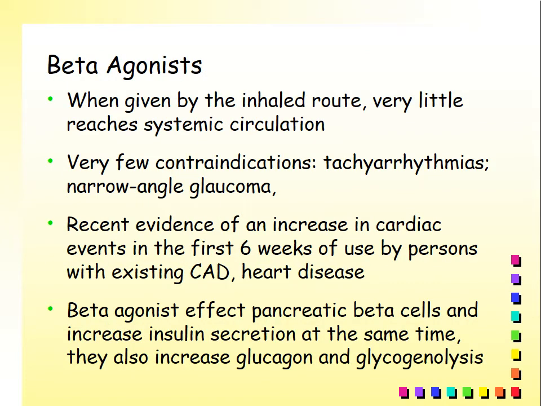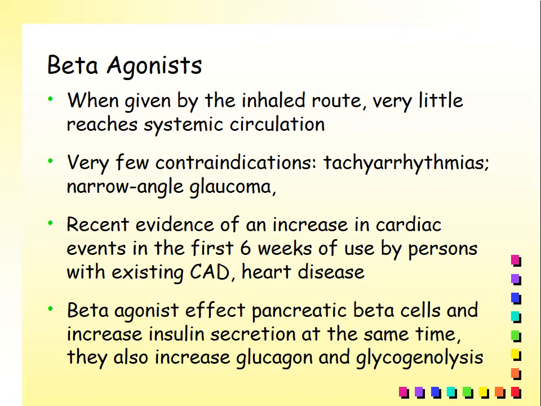When given by the inhaled route, very little of the beta agonist reaches the systemic circulation. Therefore, there are very few real contraindications to their use, the tachyarrhythmias and narrow-angle glaucoma being largely the contraindications. Recent evidence of an increase in cardiac events in the first 6 weeks of new use of a beta agonist by a person with existing coronary artery disease or heart disease has popped up in the literature. And while that's of note, it is not a reason not to use the beta agonist for relief of symptoms.